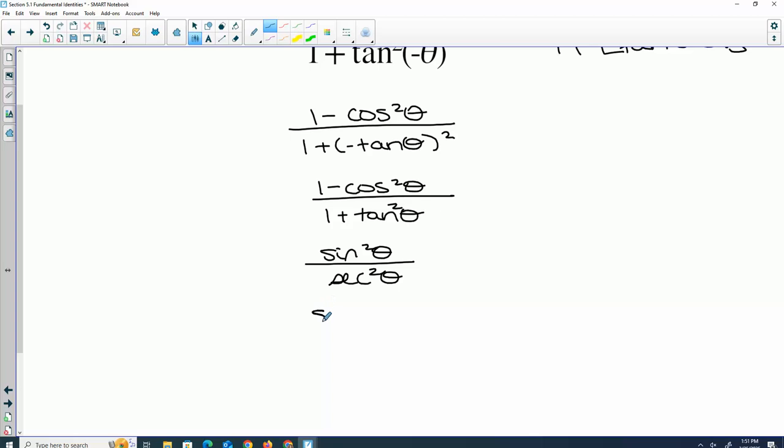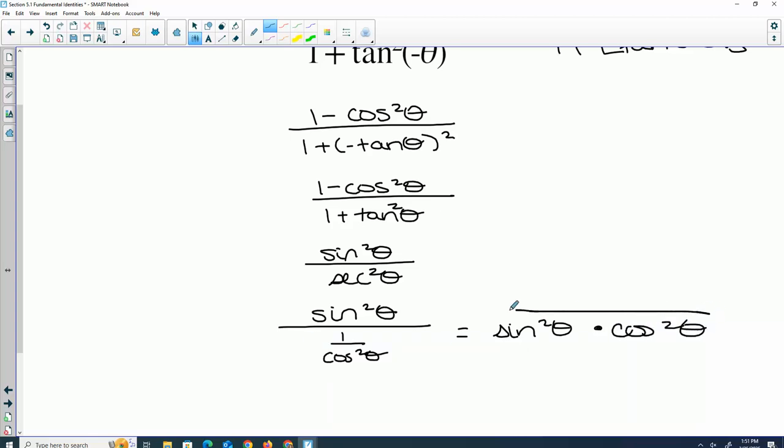Technically you could leave it like this, but let's say I told you to write your final answer with sines and cosines. Secant is 1 over cosine. How do you divide fractions? So that becomes cosine squared over 1. So it's just sine squared theta times cosine squared theta. So that original 1 is equal to sine squared times cosine squared.